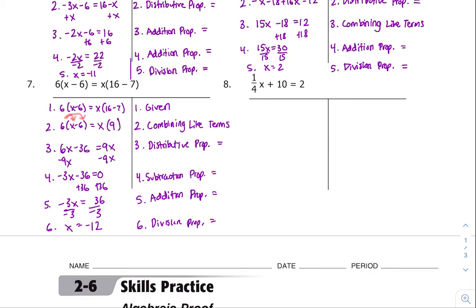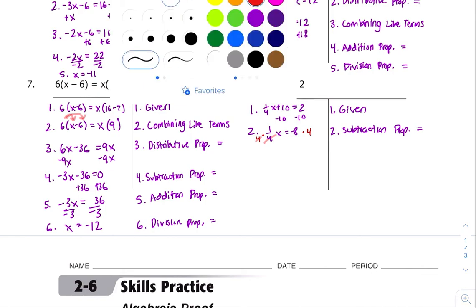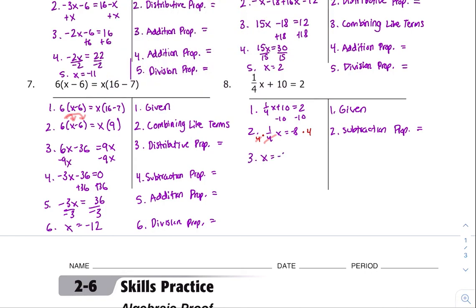Okay. Last one. Write down our statement. That's given. Okay, 2. I'm going to subtract 10 to both sides, so we'll get 1/4 x is equal to negative 8. Reason, subtraction property of equality. Next, this is 1/4 x, right? So it's really x over 4, so we need to get rid of that fraction, the denominator, right? So what we're going to do is we're going to multiply both sides by 4, because then these would cancel, right? So we're going to get x is equal to negative 32.